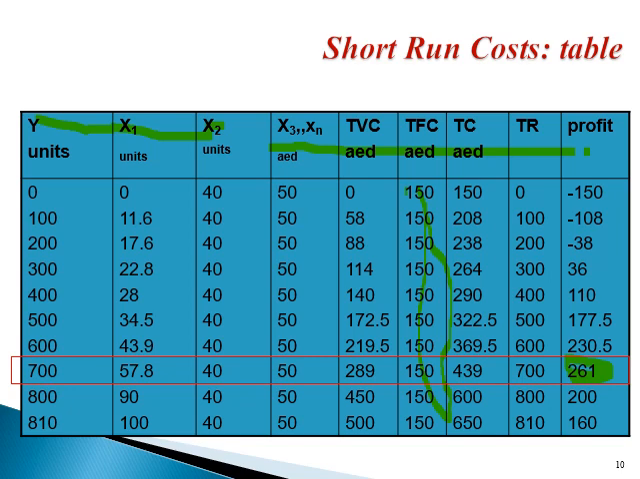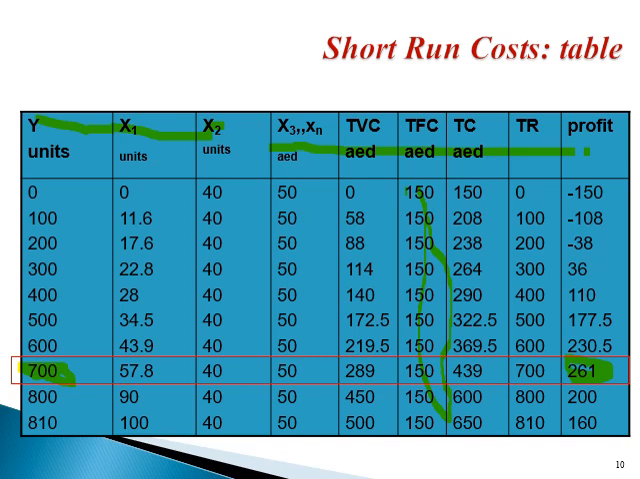Here, I care about the level of output that, if I produce it, will maximize my profit. In that case, if I produce 700 physical units of output, I will obtain the maximum profit of 261. Okay, this is the table that I got.